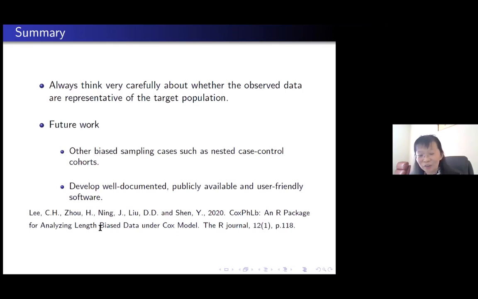Okay. Yeah, to adjust the sampling bias in the biomarker discovery phase. Yeah, yeah.